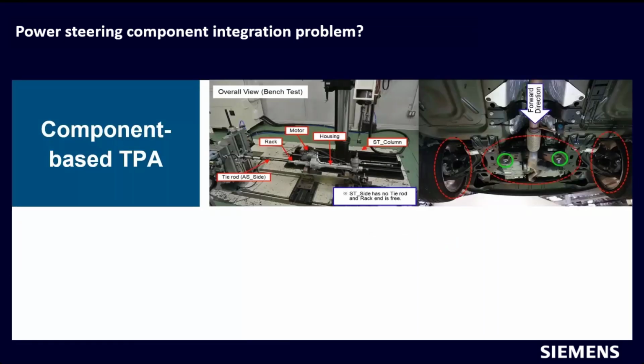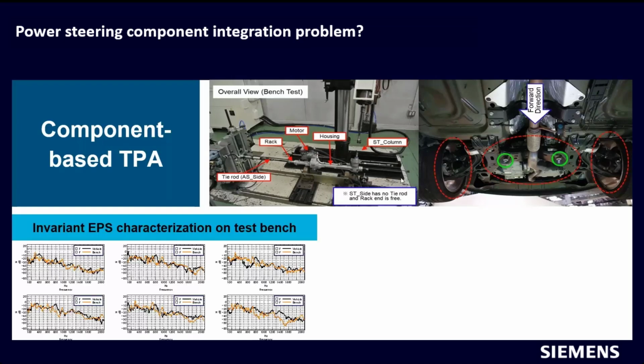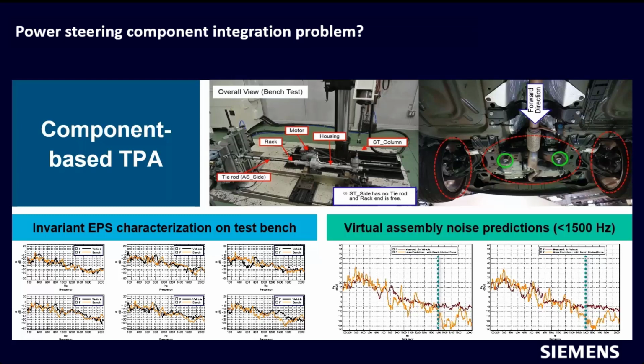One technology that could help with that, as already mentioned by Charles, is this component-based transfer path analysis. What do we do there? As you can see on the picture on the left, independent of the vehicle on a test rig, we try to characterize the steering system. We do that by trying to estimate a quantity that we will explain later that is called blocked forces, because it's independent of the test rig and can be used then once we have some transfer functions from the vehicle to do some predictions on vehicle level.